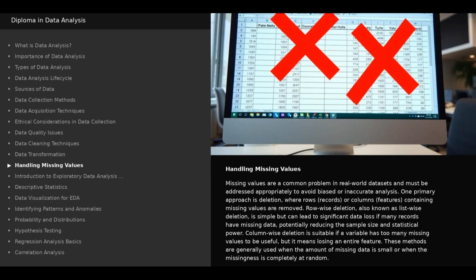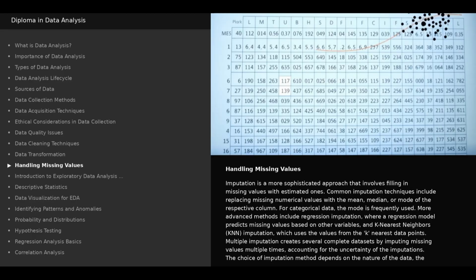These methods are generally used when the amount of missing data is small or when the missingness is completely at random. Imputation is a more sophisticated approach that involves filling in missing values with estimated ones. Common imputation techniques include replacing missing numerical values with the mean, median, or mode of the respective column. For categorical data, the mode is frequently used.